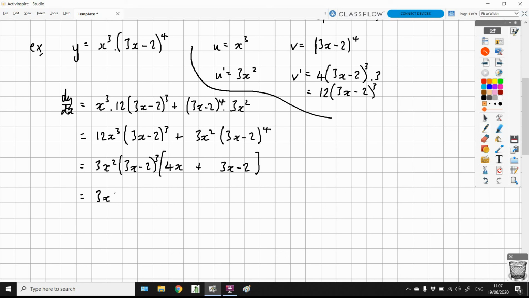So what have we got? 3x squared, 3x minus 2 all cubed, 7x minus 2. And we've differentiated that fairly complicated function. Always be aware that there could be a chain rule hiding inside a product rule. Got to be very careful of that.